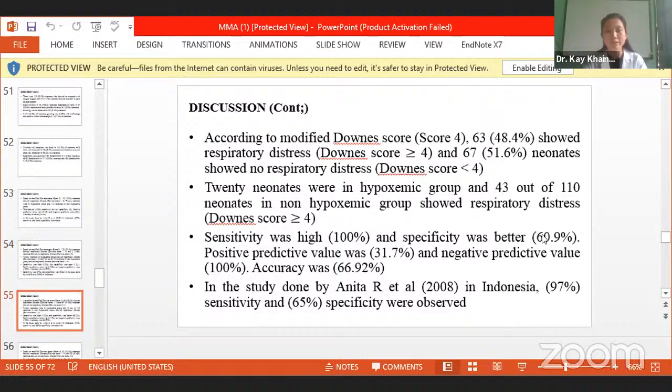According to modified Downes score 4, sensitivity was high 100%, specificity was better 60.9%. Positive predictive value was 31.7% and negative predictive value 100%. Accuracy was 66.92%. In the original study, 97% sensitivity and 65% specificity.